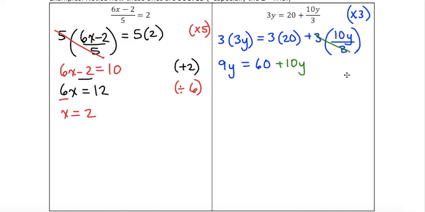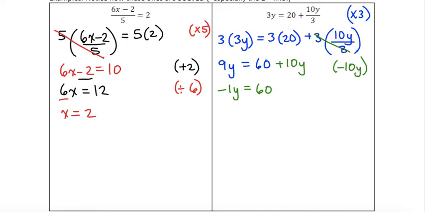And now it becomes a question that's easier for me to solve. So I'm going to move my variables to the left-hand side. Again, you can move them to the right-hand side; it makes no difference. So I'm going to move my 10y to the left-hand side. I'm going to do the opposite of adding 10y, which is subtracting 10y from both sides. 9y take away 10y is negative 1y. And then I have 60, and 10y take away 10y is 0.